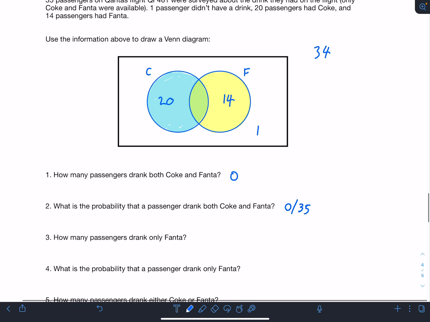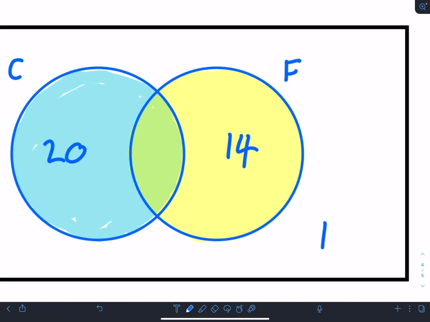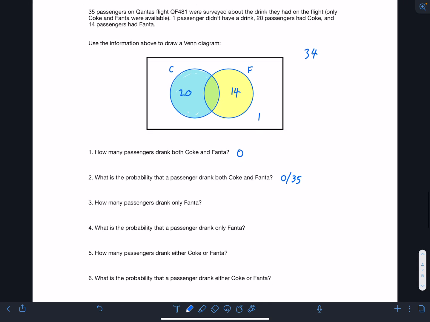Okay, how many had only Fanta? Well, it's actually 14. All of the ones who had Fanta had only Fanta, so it's 14. And as a probability, it's 14 divided by 35.